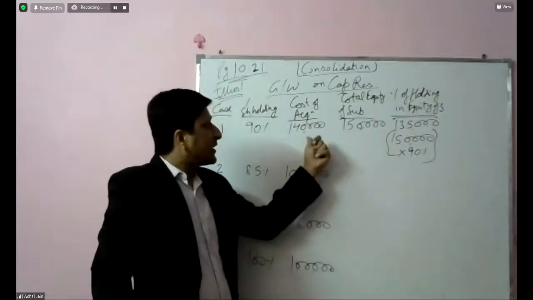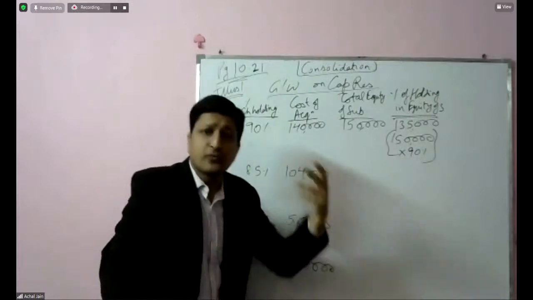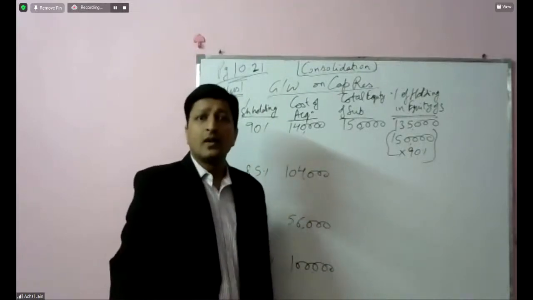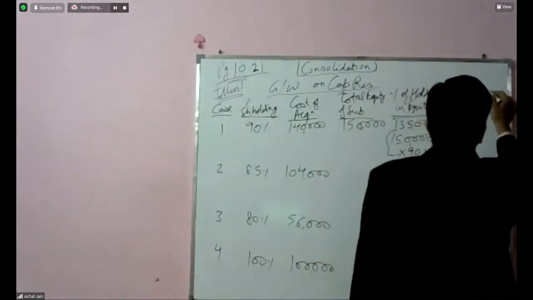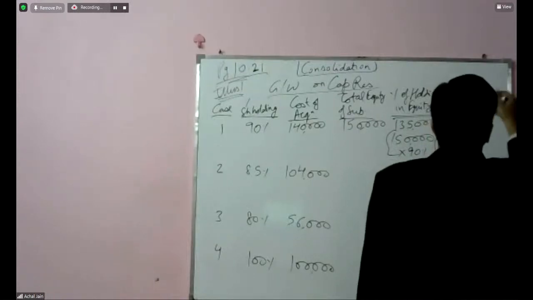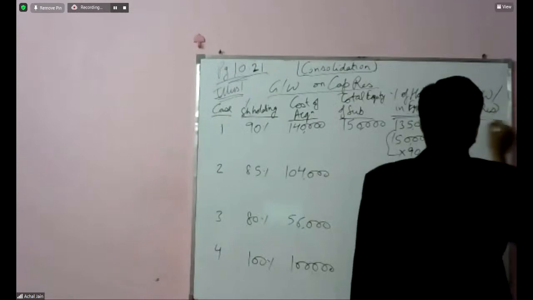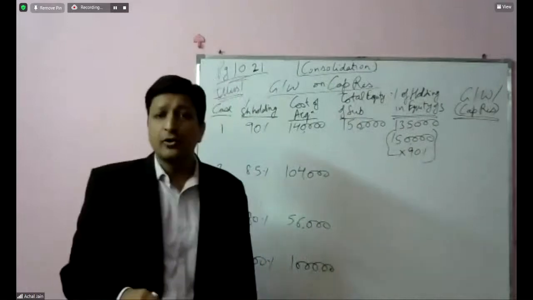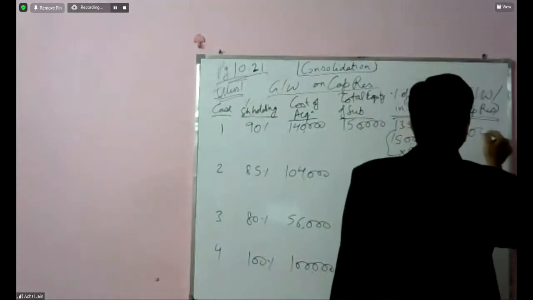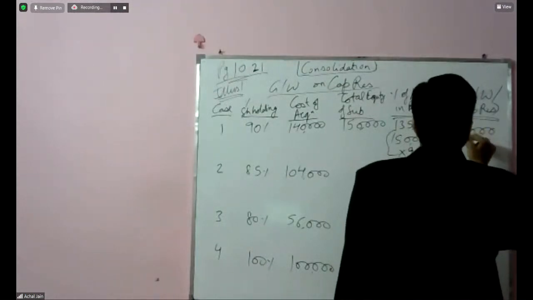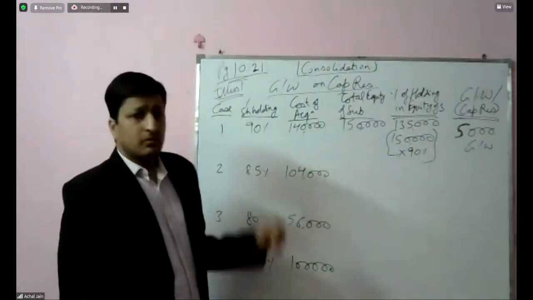So now purchase consideration is 140 and the net assets acquired are 135. So what do we get? Goodwill or capital reserve? If it is goodwill, we'll keep it positive. If it is capital reserve, we'll keep it negative. So in this scenario, do we get goodwill or capital reserve? 140 minus 135, 5,000. It's goodwill. Clear? Yeah.